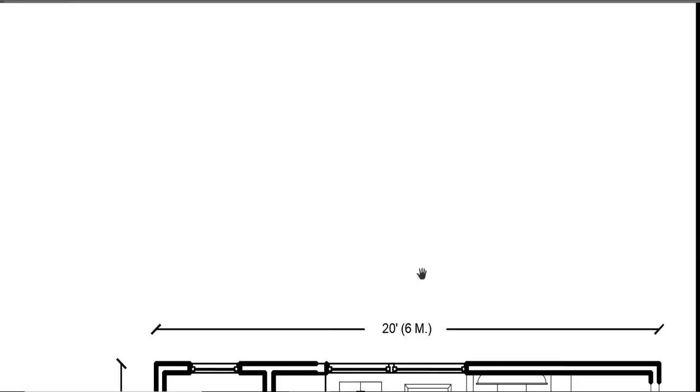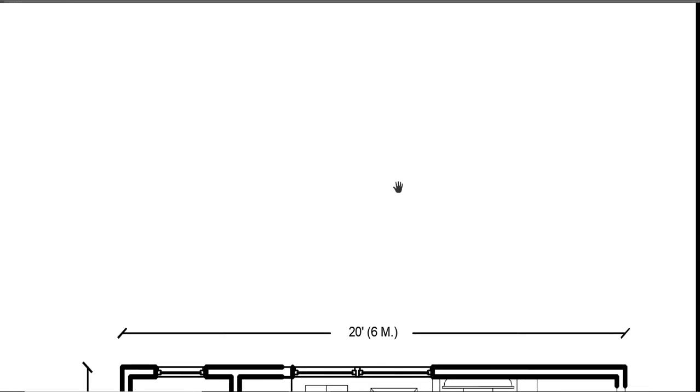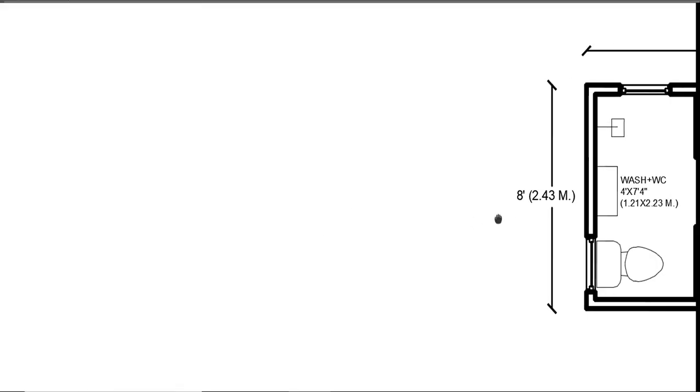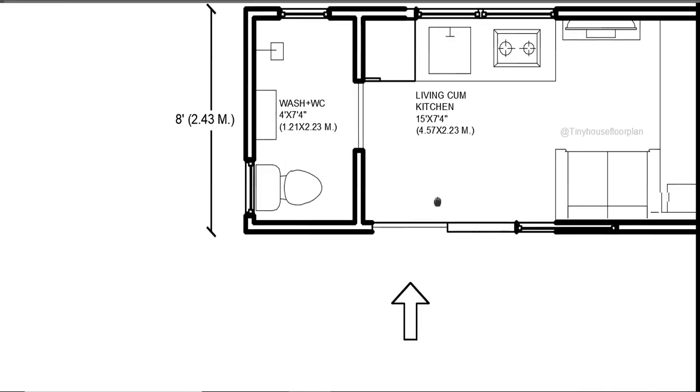There is a 20 feet shipping container. The total area I have taken is the length is 20 feet, in meters 6 meters, and the width is 8 feet, in meters 2.43 meters. In the front we have a door here. After that we'll go inside.